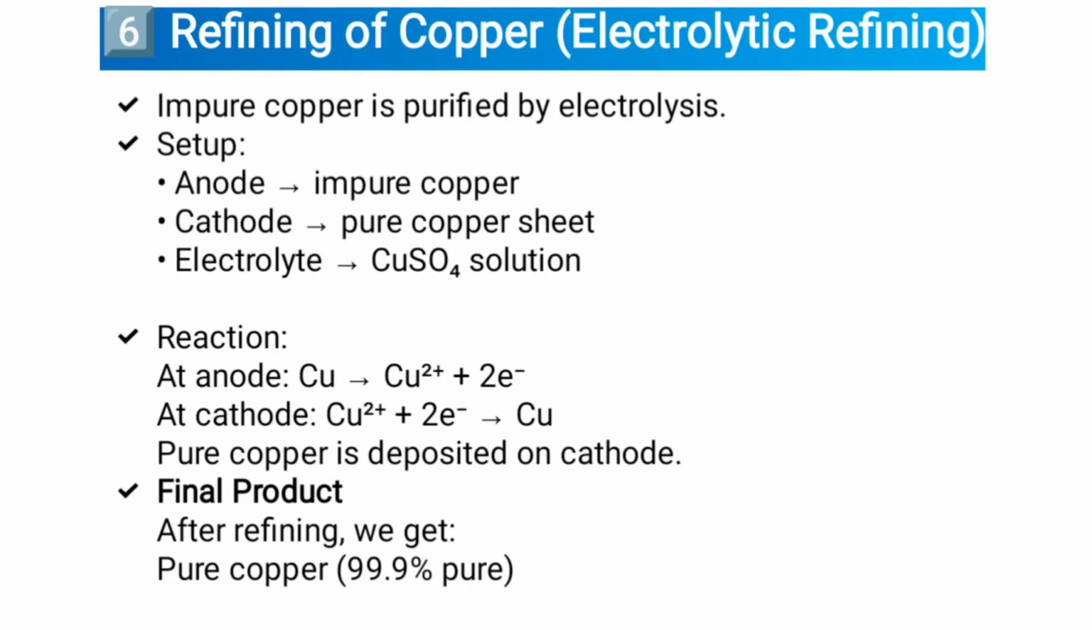Sixth one, refining of copper, mean electrolytic refining. Impure copper is purified by electrolysis. Setup: anode, impure copper; cathode, pure copper sheet. Electrolyte: CuSO4 solution. Reaction: at anode, Cu gives Cu2+ + 2e-. At cathode, Cu2+ + 2e- gives Cu. Pure copper is deposited on cathode. Final product: after refining we get pure copper, 99.9% pure.